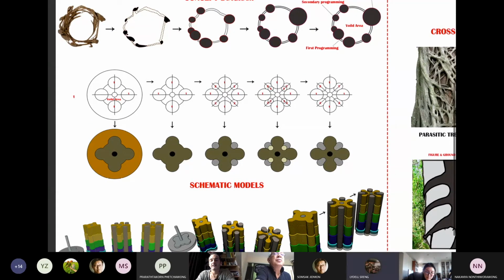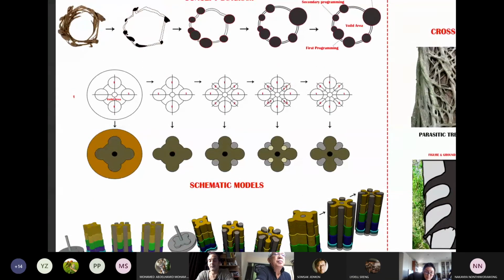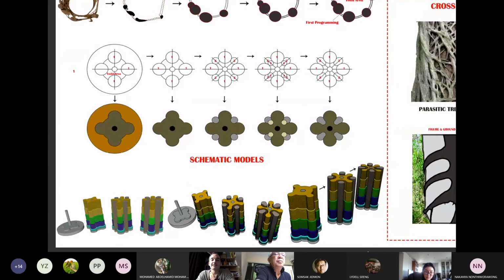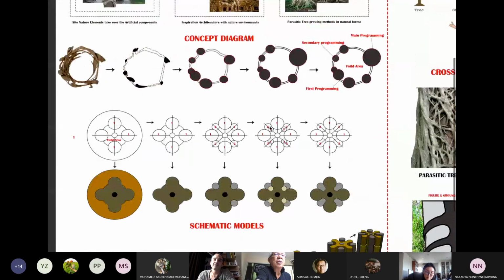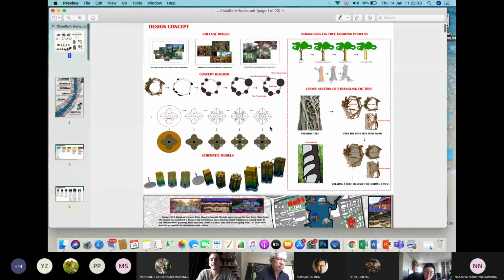This is the symmetric one that you were telling me about, right? This is the one that I mentioned the other day, yes. But I think it's very clear. Can you see that these schematic models are talking about the same thing as the design concept? It's very obvious, I think. Good.